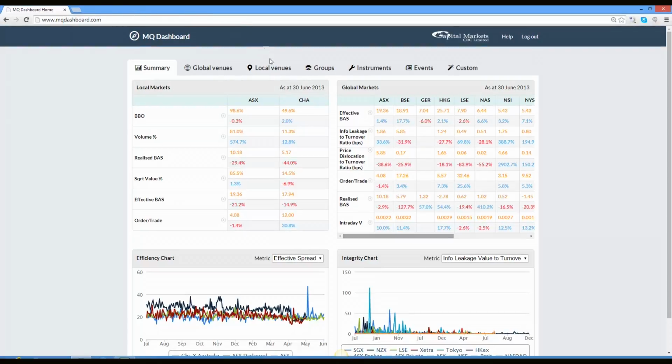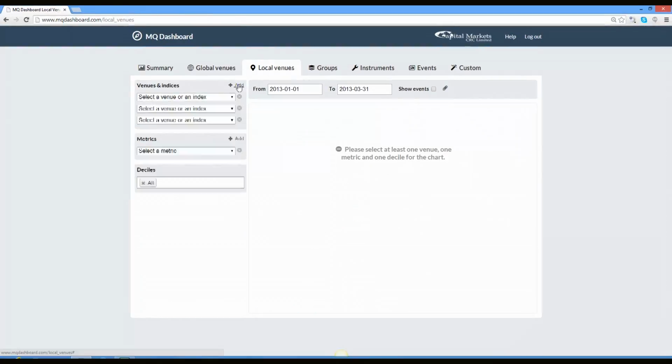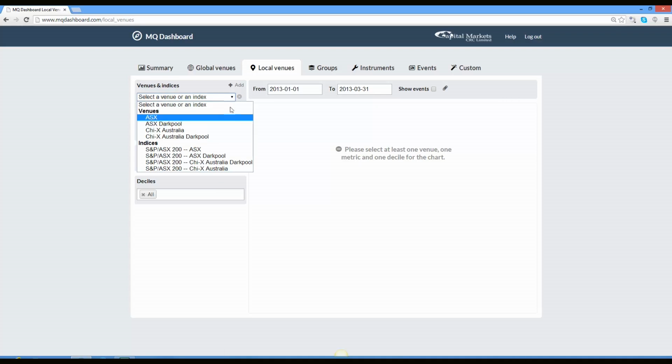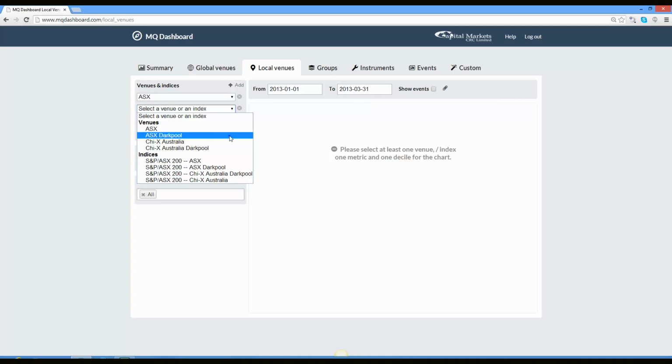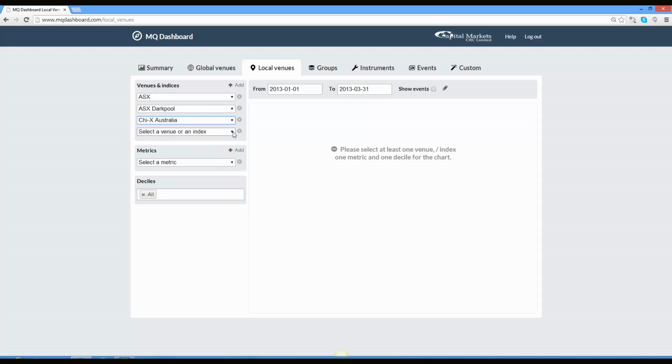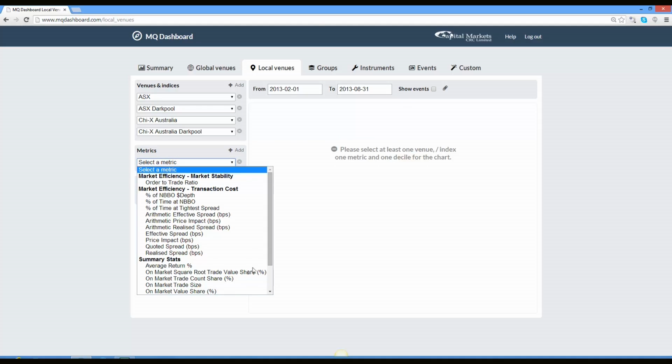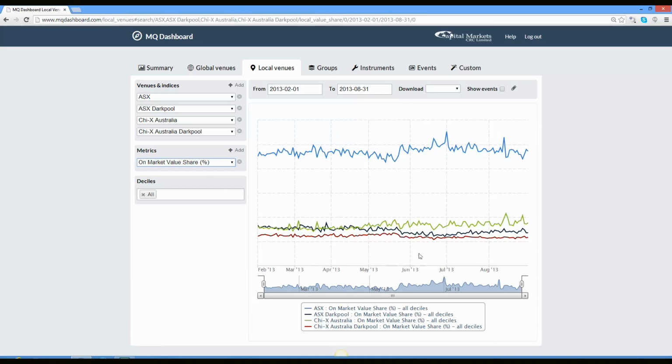Begin our analysis by selecting the Local Venues tab, clicking on the Add Venue button and choosing each of the 4 observable venues available, namely the ASX and Chi-X and their respective dark pools. We select the 6-month time frame centred on the date of the change and choose the first metric for review, namely on-market share percentage. Selecting the Show Events checkbox and ticking on the ASX market allows us to identify all market design changes to have occurred over the relevant 6 months, I beg your pardon.